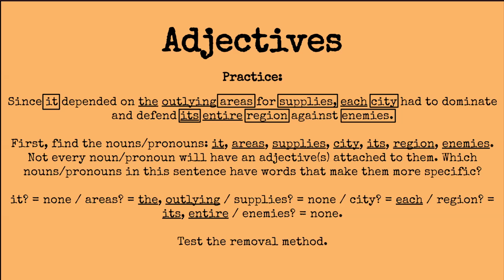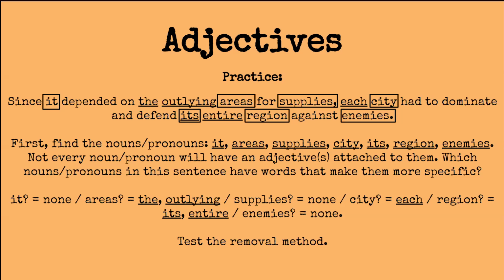So again, the first thing that I did was I just found the nouns and the pronouns. So I went through. It is a pronoun, areas, supplies, city. Its is a possessive pronoun, region, and enemies. So there are a lot of nouns and pronouns in this sentence. I think in part why it is kind of tricky. But then we can look through each specific noun and pronoun and decide whether or not it is being modified by an adjective.